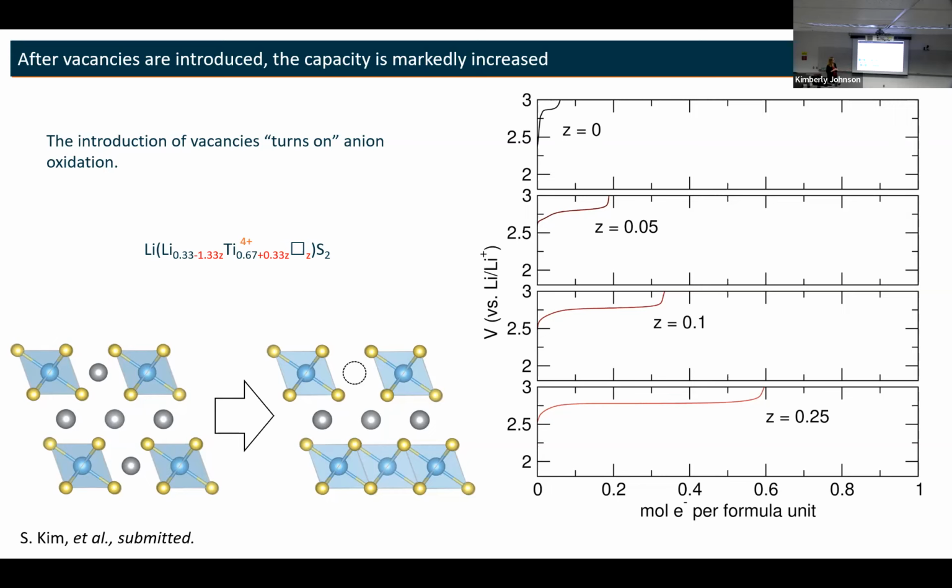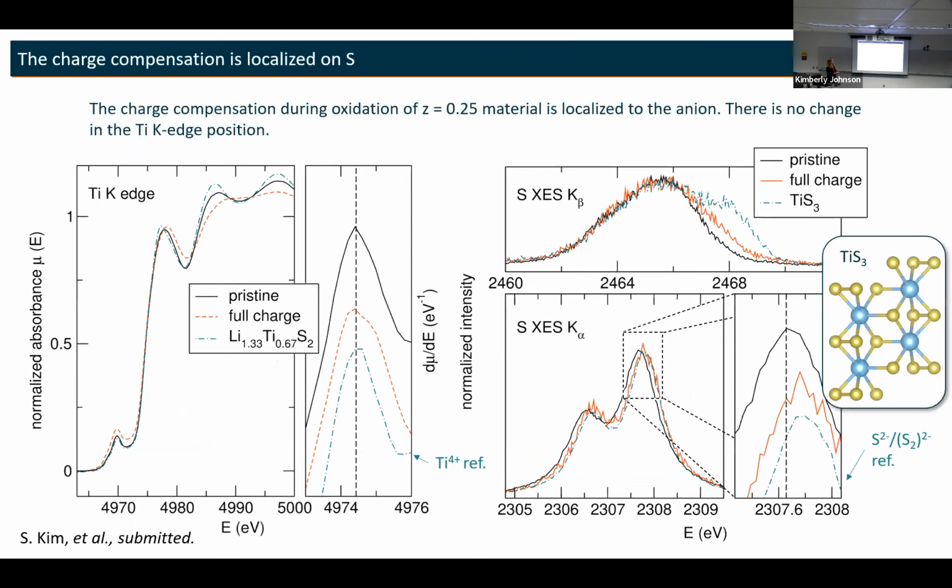We've confirmed that the charge compensation mechanism is on the sulfur. So here's the titanium K edge. You can see it doesn't shift from pristine to full charge. And this is just a titanium 4 reference. If I look at the sulfur X-ray emission spectroscopy, this is the K beta and the K alpha. From pristine to full charge, we see this shoulder growing. This is indicative of sulfur oxidation. So TiS3 is a material that has sulfur dumbbells in it, and it looks like it's approaching what TiS3 looks like. And we can look at a shift in the K alpha emission. We see from black to orange does shift.